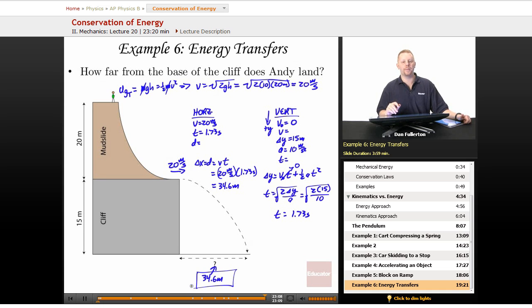Conservation of energy problem combined with our knowledge of projectile motion. Hopefully that gets you a good start with conservation of energy.